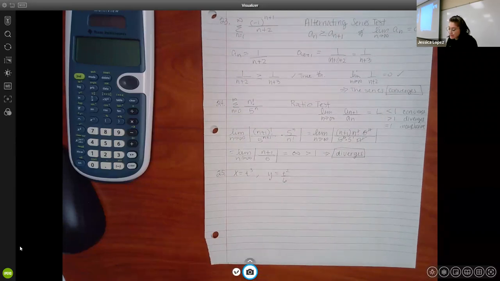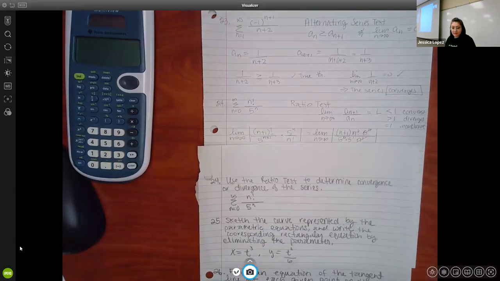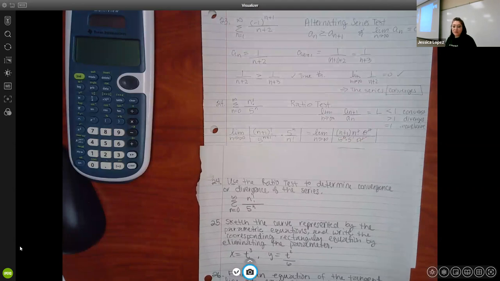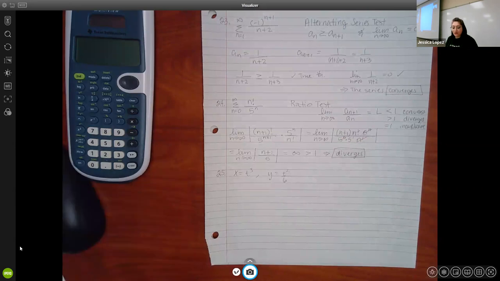Okay, so this one does have some directions. It says sketch the curve represented by the parametric equations and write the corresponding rectangular equation by eliminating the parameter. What you don't want to do is eliminate the parameter and then draw the graph, because you won't know the orientation of that graph if you do that first. All you'll know is what the graph is, but you won't know which way the arrows go.